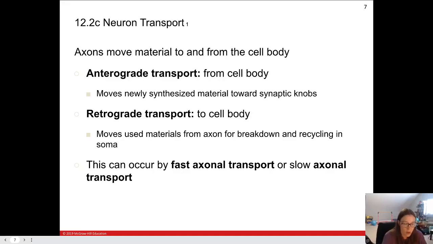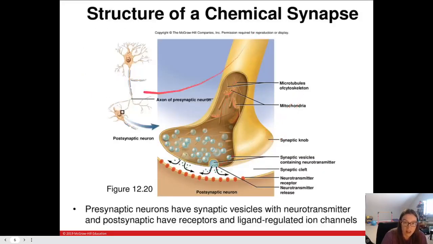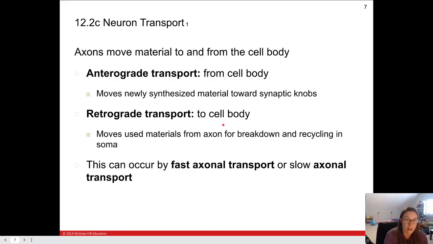So one thing I want to mention is that neurons are big, right? The nucleus is up here, and the Golgi and the rough ER and everything are up here. So how do the neurotransmitters get down to these synaptic vesicles? And how do any waste products get back up? Because this is a really long cell, we want to talk a little bit about neuron transport. The axons are really long, so we have to have transport up and down the axons because most of the cellular machinery is going to be found up in the body or the soma.